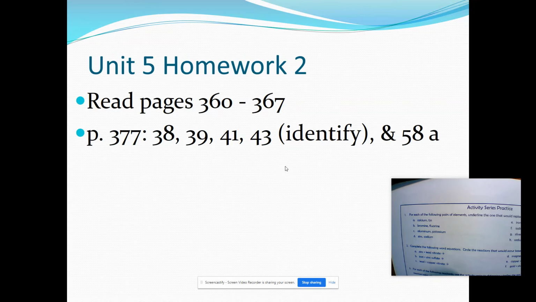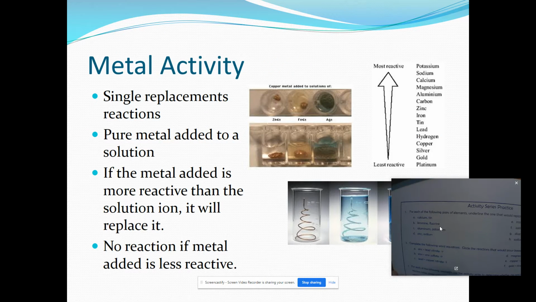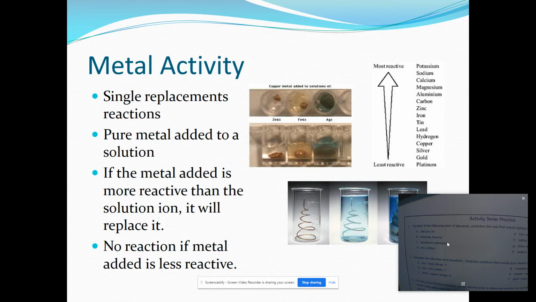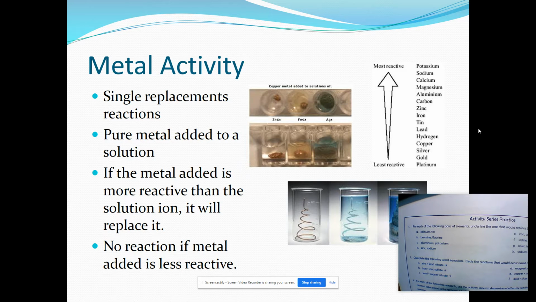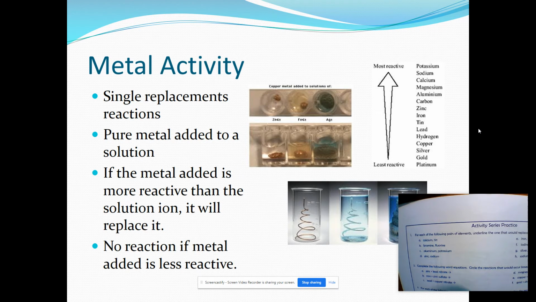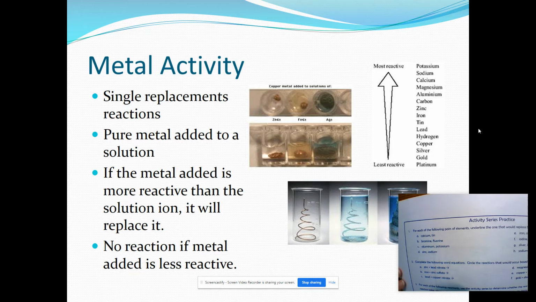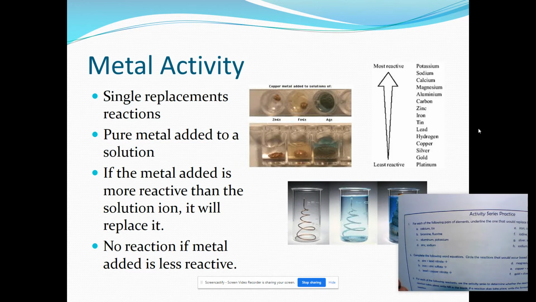All right, so now we're going to look a little bit more about metal activity. So the lab activity is all about determining what metals are going to be more reactive. So if we put a metal in a solution, what metal is going to actually react? Is there going to be a reaction? Will we see something occur or not? And we can predict that based on these metal activity series.